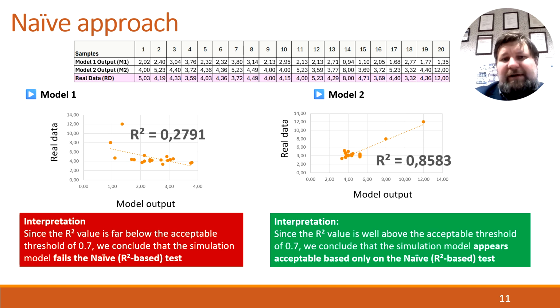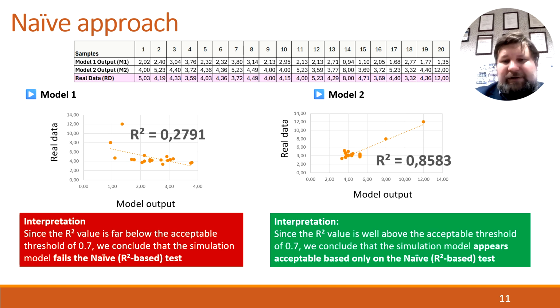So this model clearly fails the naive test, while the second model demonstrates a bit different behavior. R-squared in this case is equal to 0.86, which looks very good, and the model appears acceptable based only on the R-squared measure. But again, the key point is that a high R-squared alone does not prove the model is valid or not. It only shows similarity, not correctness.